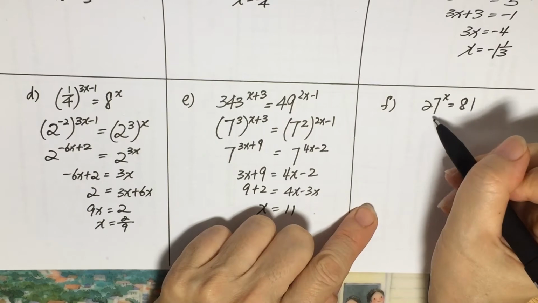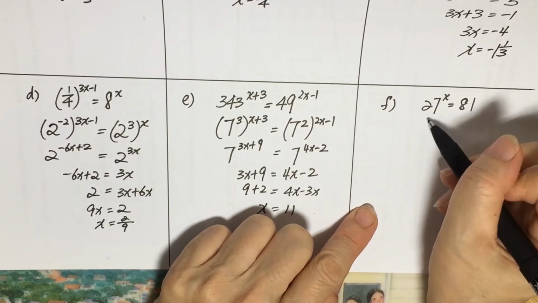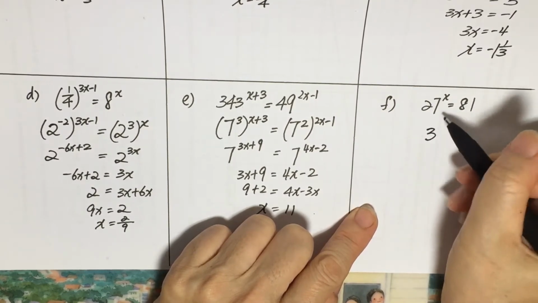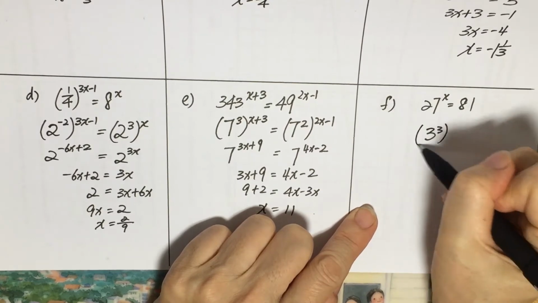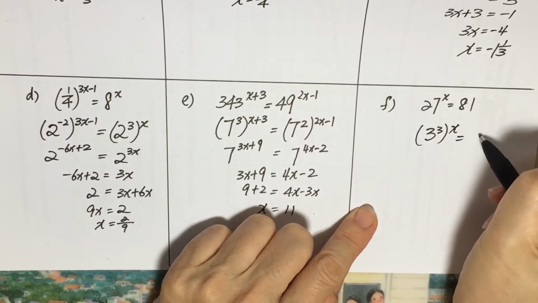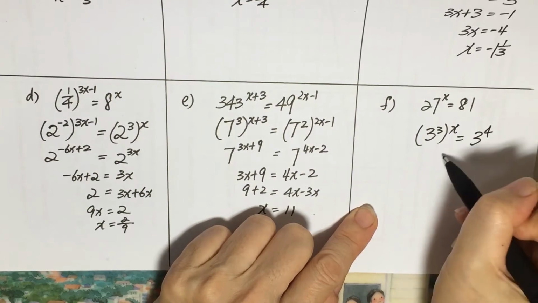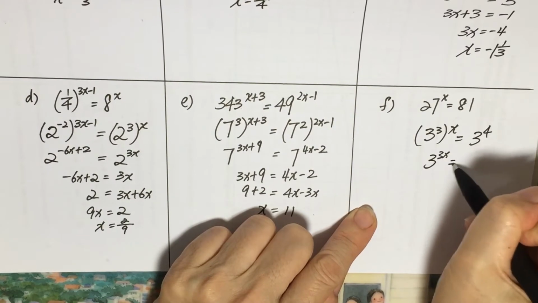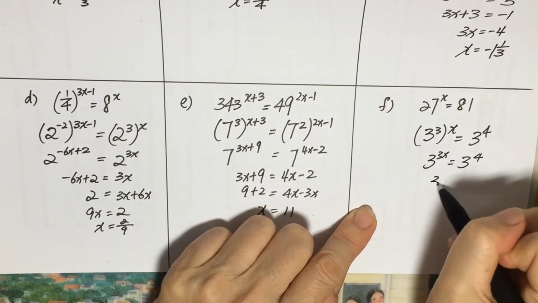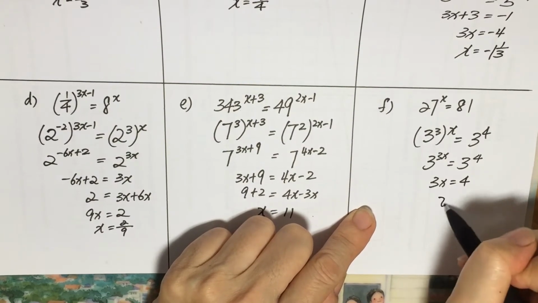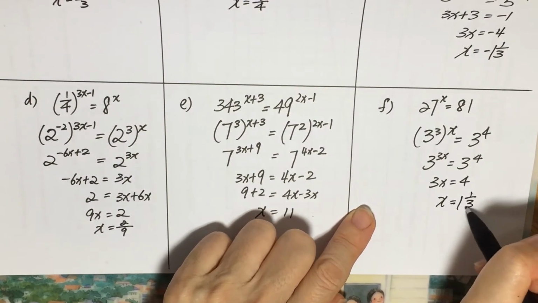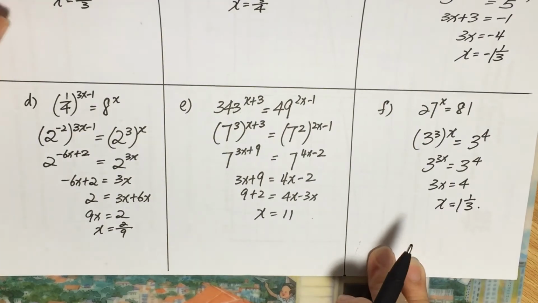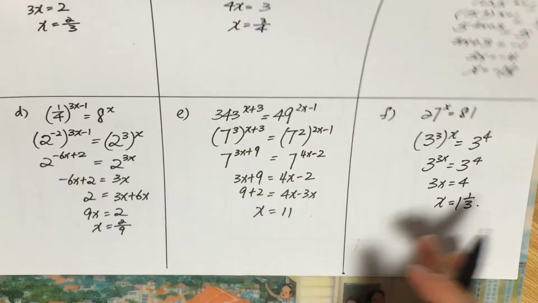Okay, next one, 81 and 27, they are linked by base 3. So 27 is 3 cubed to the power of x, and then 81 is 3 raised to the power of 4. So you have 3 raised to the power of 3x equals 3 raised to the power of 4. So 3x equals 4, so x equals 1 and 1/3. Okay, so these are the first 6 questions.